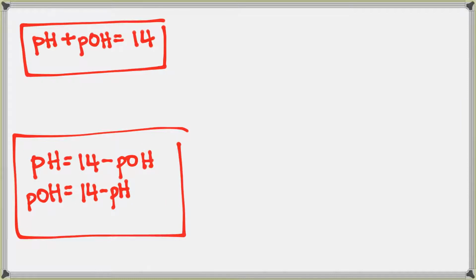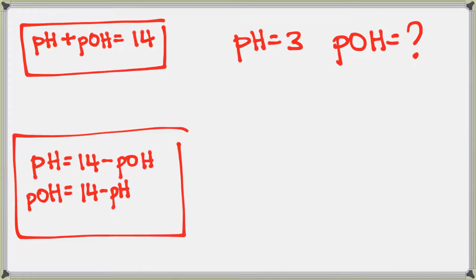So for example, guys, if the substance has a pH of, let's say, 3, what is the pOH? How do you get the pOH? It would be simply 14 minus the pH. So this would be 14 minus 3. And the pOH here is simply 11.